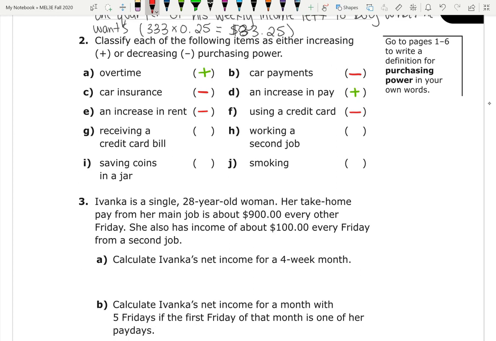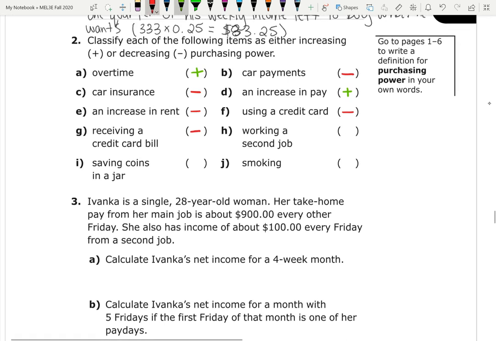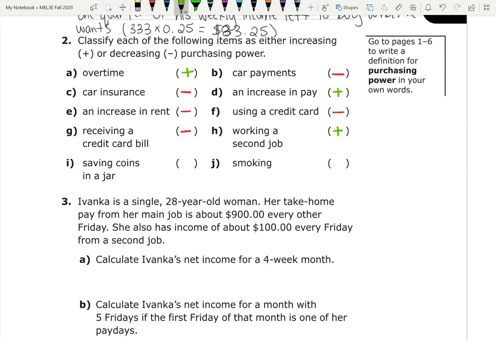Receiving a credit card bill, well, you have to pay that credit card bill. So that'll decrease your purchasing power. Working a second job would increase your purchasing power. You have more money now to work with. Saving coins in a jar would increase your purchasing power. Smoking would decrease your purchasing power because it's very expensive to maintain such a bad habit.